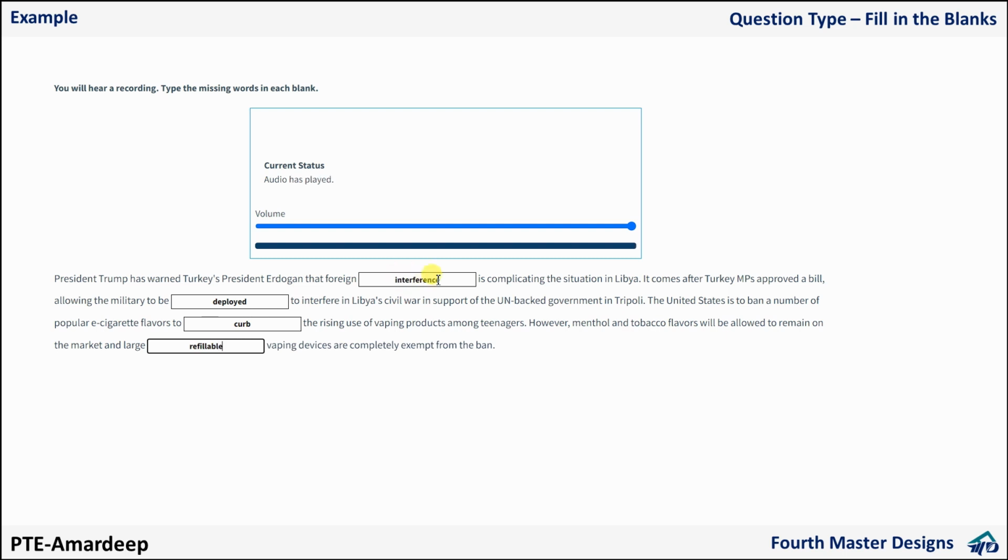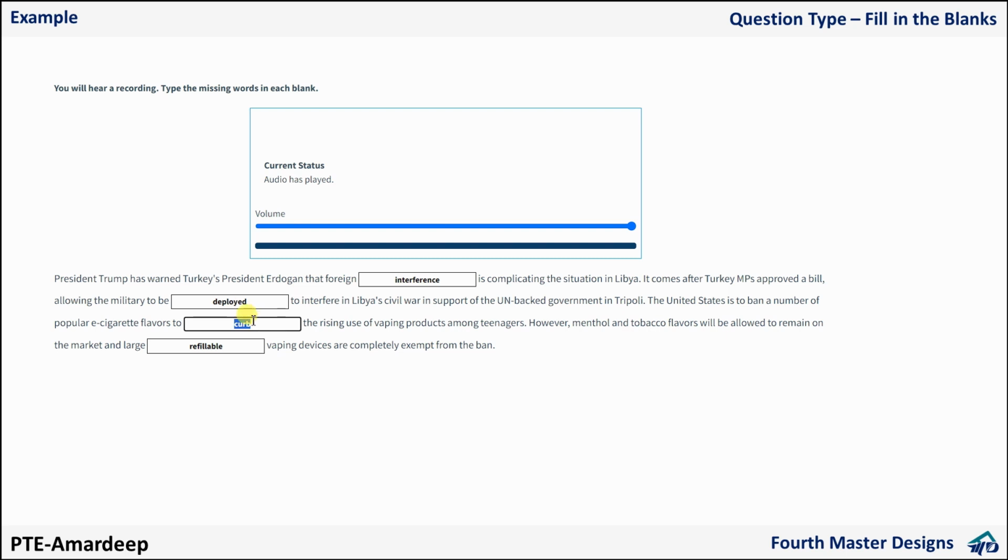Okay, so see here, we have the first word interference, then military to be deployed. Now if you miss this word deploy, then you can't answer. But if you know something like deploy was there, then at least we have some chance. Why? It is written B. So with B we have the third form, deployed. If you miss this word curb, you cannot.